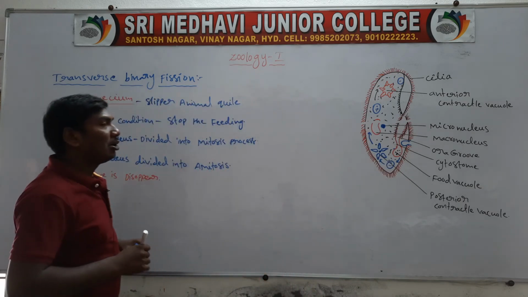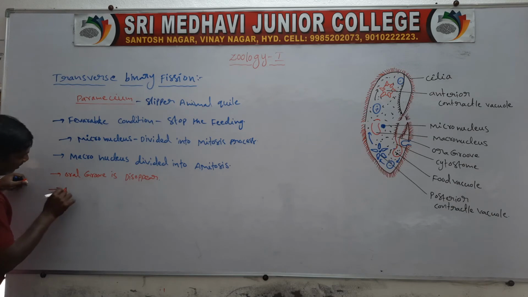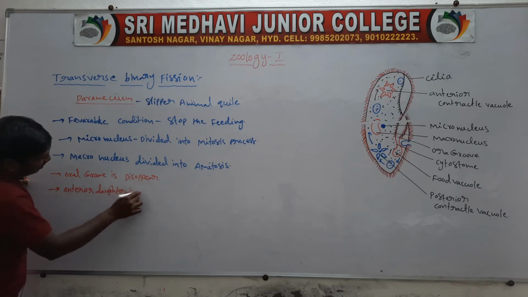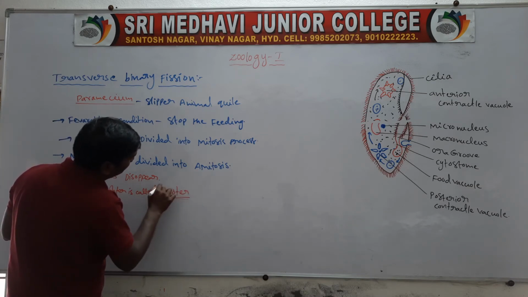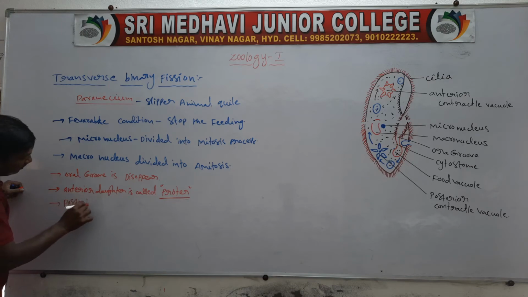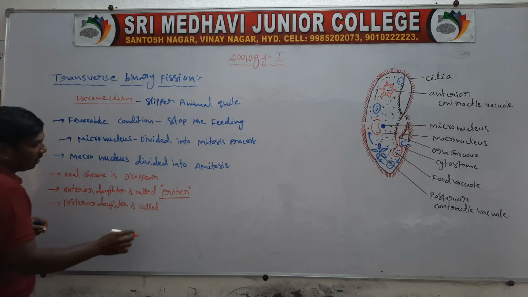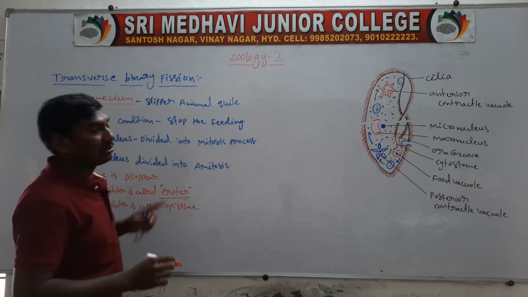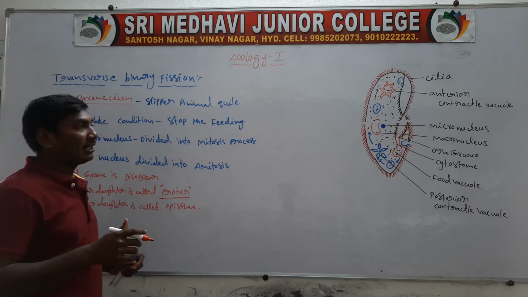The anterior daughter is called the proter, and the posterior daughter is called the opisthe.